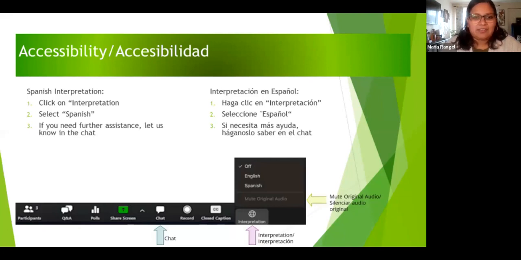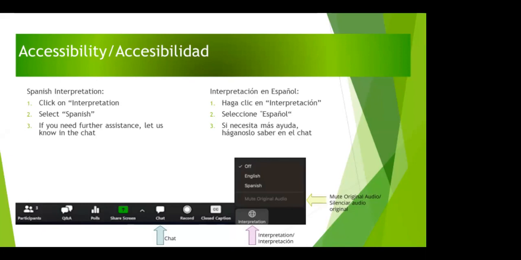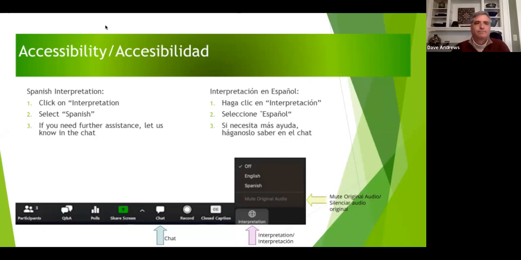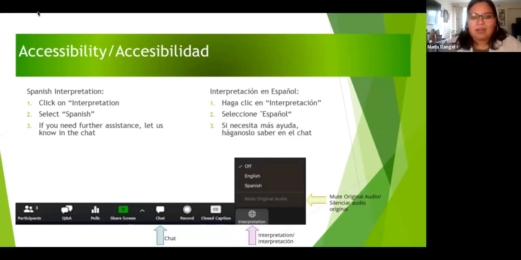Another thing is if you're having a hard time hearing the audio in English, you might have to click on your language, English or Spanish. And if not, then you're fine. If you're hearing us good, then you don't have to do anything. But if you can't hear the English audio, then you are probably going to have to choose English as well. And if we go to the next slide.